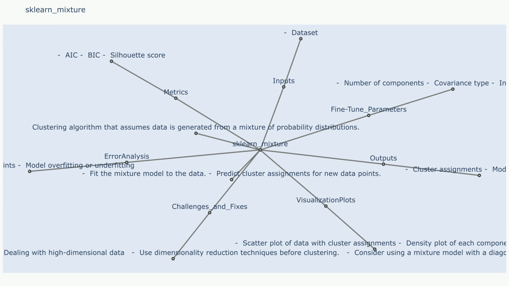Metrics. Metric 1. Explain in detail Akaike information criterion, or AIC. A metric that balances model fit with model complexity. Lower AIC scores indicate a better model.